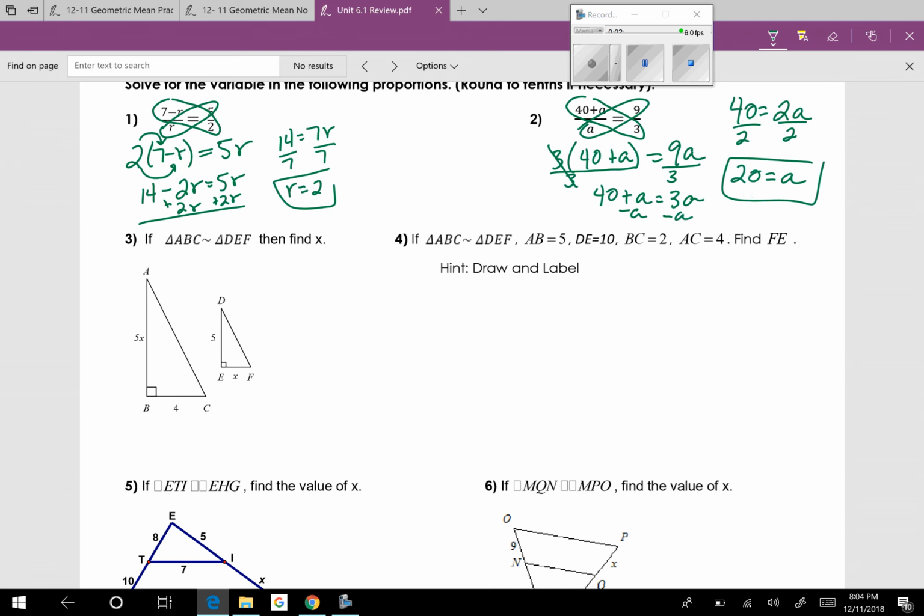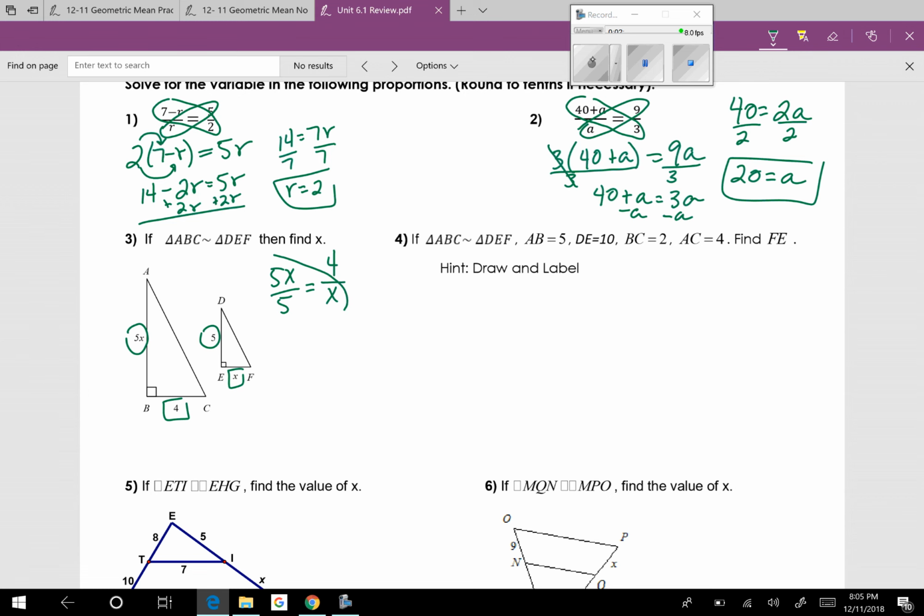All right, next one. It says, if triangle ABC is similar to triangle DEF, then find x. Okay, so if they're similar, their corresponding parts, when we put them in a ratio, they should be equal. So 5x matches with 5. So we can do 5x over 5. And then now we'll do the other one here, 4 matches with this x. So since we took the 5x and put it on top, the 4 has to go on top in our other one. And then x will go on the bottom.